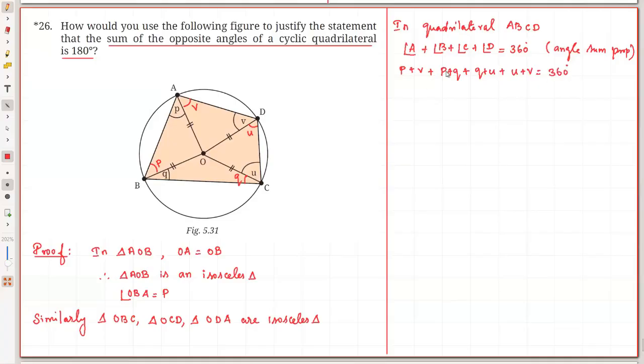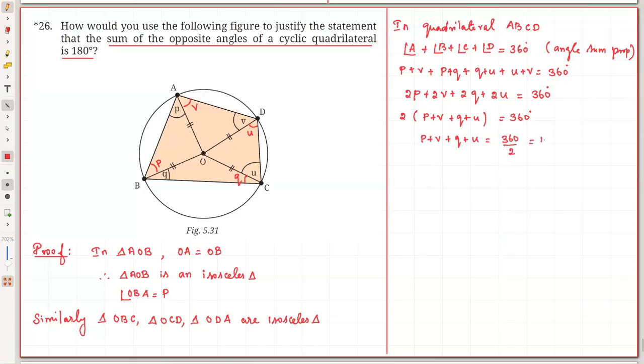So everywhere, 2 times P, 2 times V, 2 times Q, 2 times U. So everything I am getting 2 times. So 2P plus 2V plus 2Q plus 2U is equal to 360 degrees. Everywhere 2 is common, so I can take 2 outside. If I take 2 outside, P plus V plus Q plus U is equal to 360 degrees. Now take 2 to this side. So P plus V plus Q plus U is equal to 360 divided by 2.